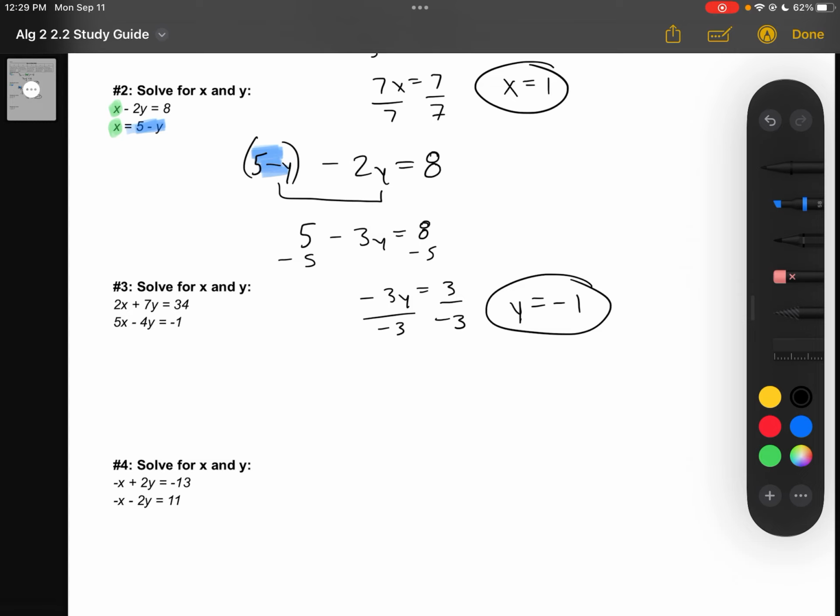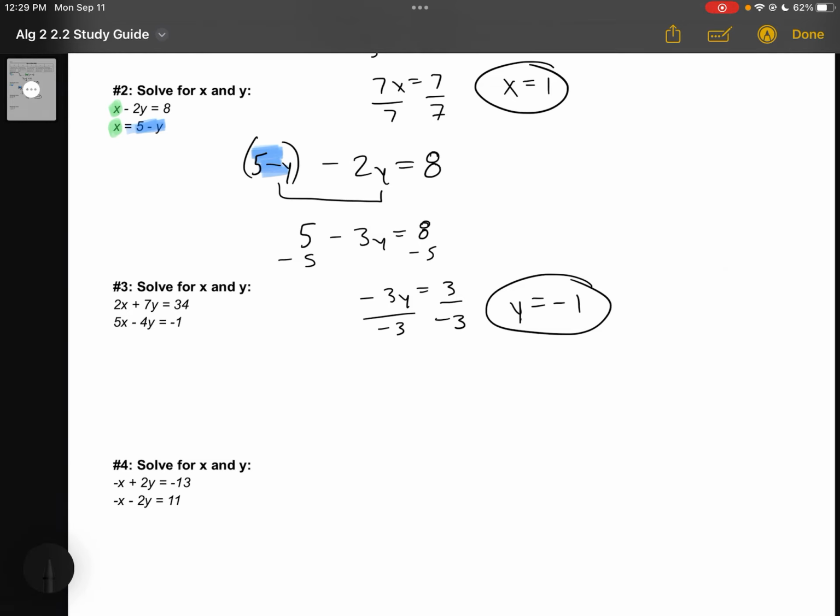So one thing that I actually forgot from the first question, but I don't want to forget here, and go back and fix it for the first one, is your answers are always going to have an x and a y value. So in this case, we solve for y equals negative 1, but now it's time to go back and make sure that we understand what x is.